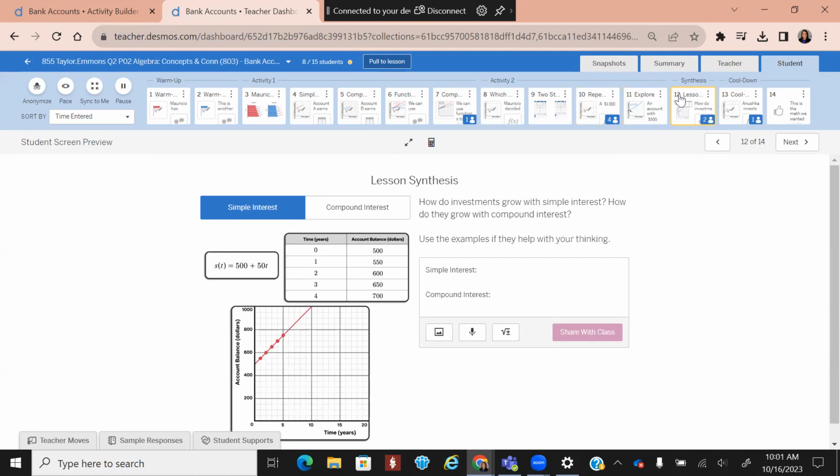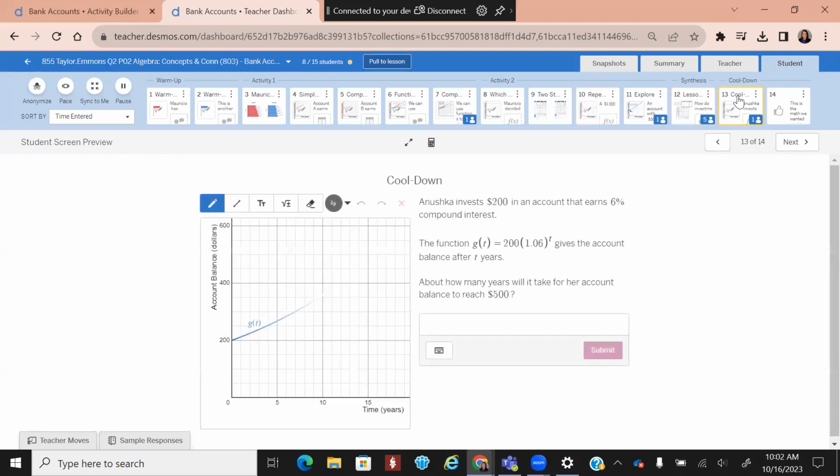How do the investments grow with simple interest? How do they grow with compound interest? So remember, you're using those formulas. And you can go through those tabs and you're telling me the difference. All right, once you get slide 12, you're going to do 13. Please make sure that you are completing those.